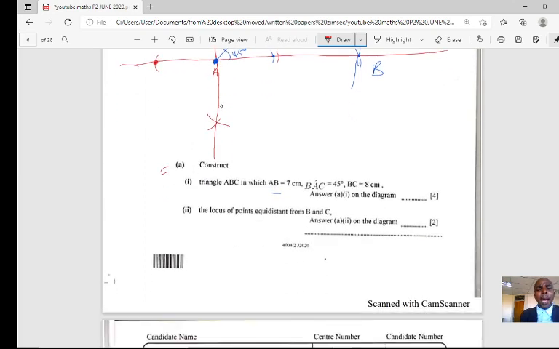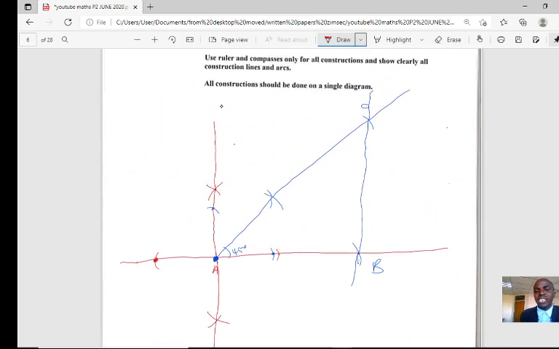Then, item number 2. Construct the locus of points equidistant from B and C. This one is just bisect line BC. That's what you do. So how to bisect line BC? With your compass, you come at point B, then halfway, you exceed half. Then after that, you mark down the line. You also mark on this side of the line. Then after that, you come at point C, then you join the arcs. That's how you bisect a line.